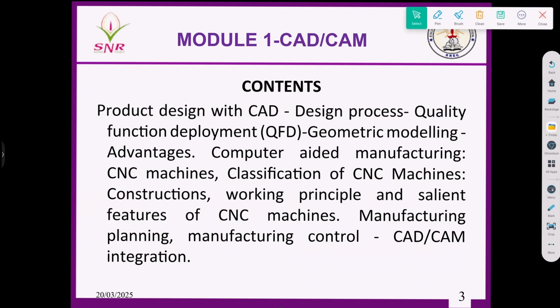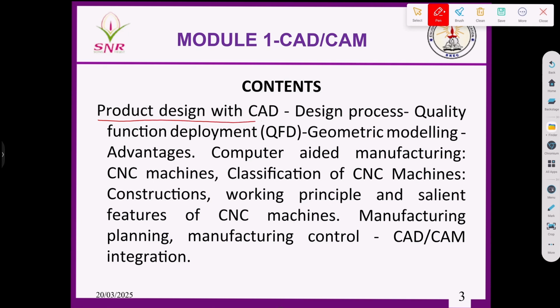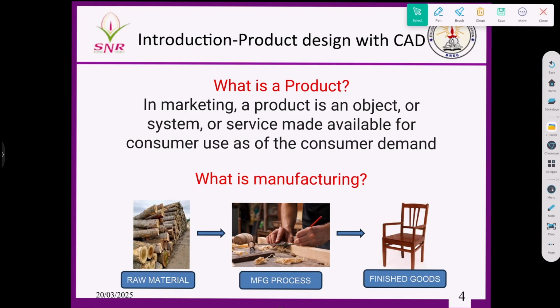Coming to the first module, these are the contents. Today we will be discussing in specific the product design with CAD. So in general, what is a product? A product is an object or a system or a service that is made available for the consumer's use for their demand. This is important.